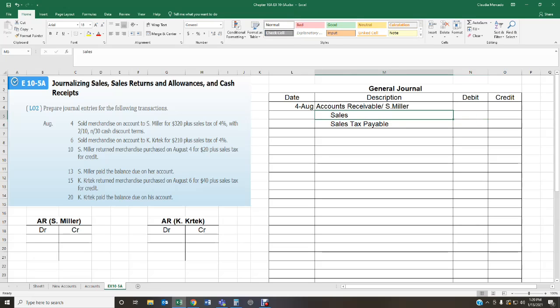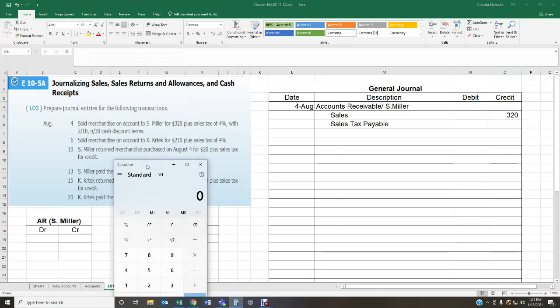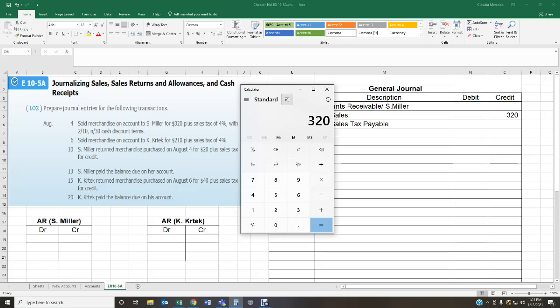So let's start off with the information that we know. It says here that you sold merchandise to Miller for $320, okay? So how much is my sale for? Well, your sale is going to represent how much Miller purchased in merchandise. Well, Miller purchased $320 of merchandise. Okay, awesome. Now Miller has to pay taxes. Okay, so $320, and the tax rate is 4%. That gives me $12.80 of taxes.